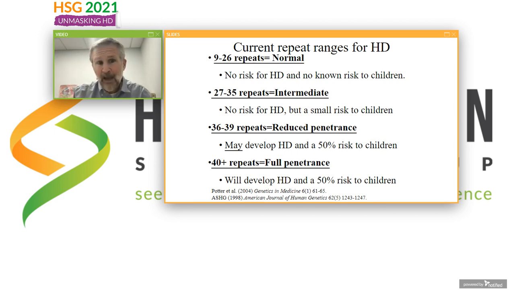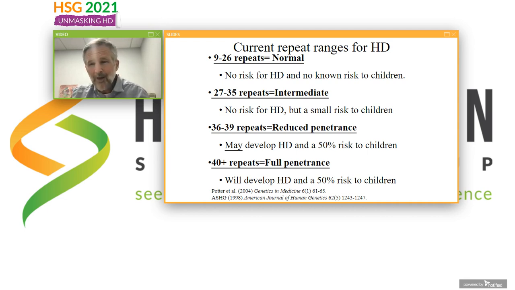Now I'm going to skip down to the other end of the range on that slide, which is the 40 plus repeats, then we'll get back to the stuff in the middle. If one of the copies of the gene has 40 or more repeats, that is what we call a full penetrance or full mutation in the Huntington's gene. And we know that everybody who lives a normal lifespan, 75, 80, 85 years, if they've got 40 repeats in one of their copies, will get symptoms of Huntington's disease. And there's a 50% risk for Huntington's disease in the next generation.